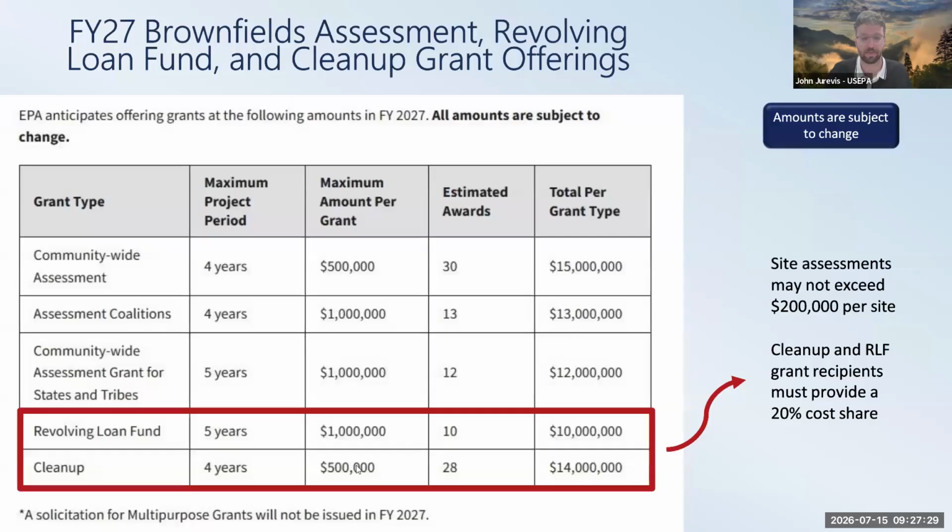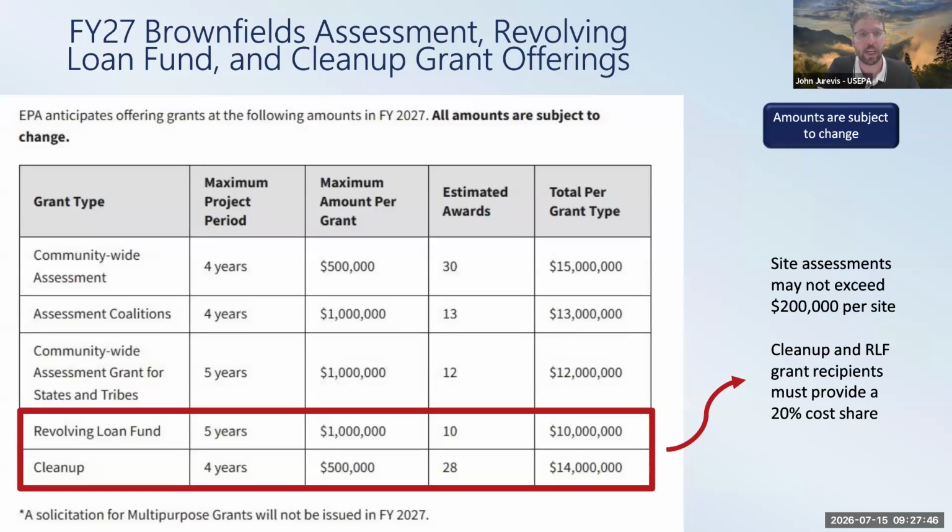Next slide, please. So we're going to start off with the recently released grant offerings for the upcoming competition cycle, and there are some things that I want to point out on here. And then on the next slide, I'll get a little bit into what the anticipated schedule is.